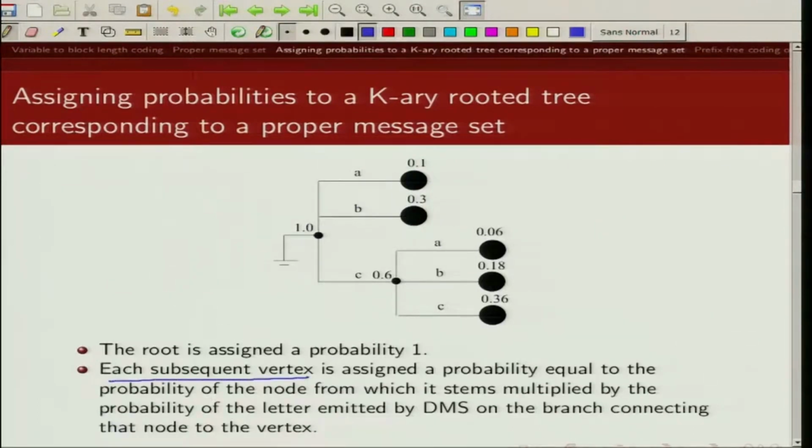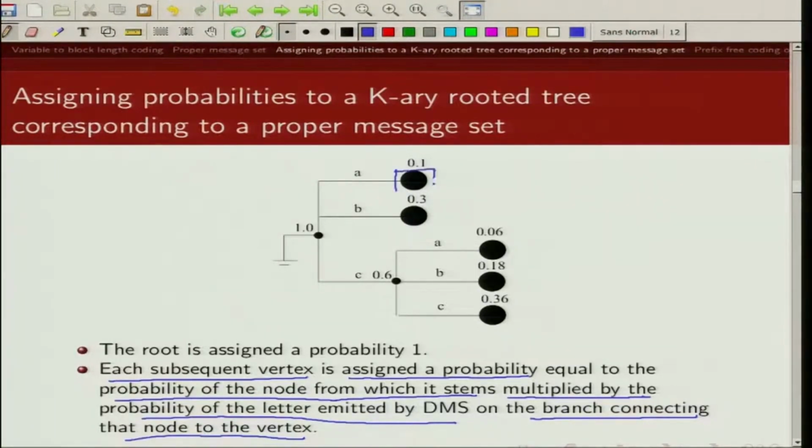Each subsequent vertex is assigned a probability which is equal to the probability of the node from which it stems multiplied by the probability of the letter emitted by the discrete memoryless source on the branch connecting that node to the vertex. So according to this, what should be the probability of this vertex? This probability would be the probability of this node multiplied by the probability of occurrence of this letter A.